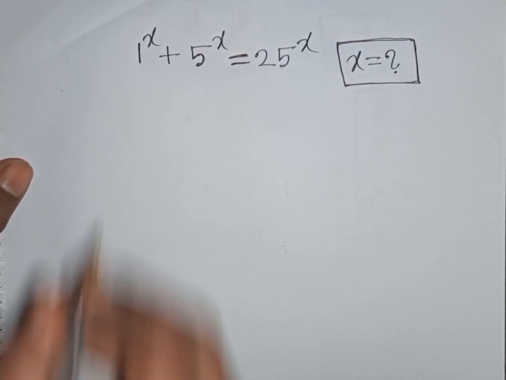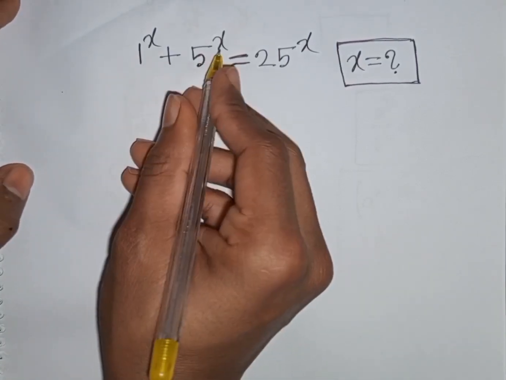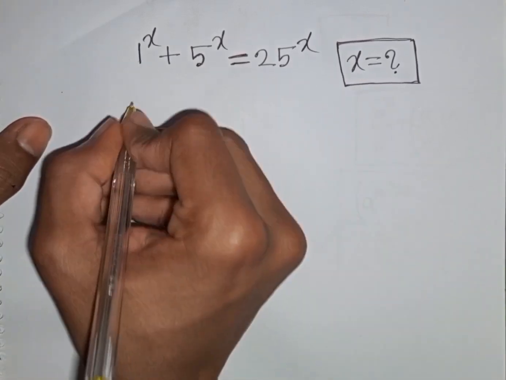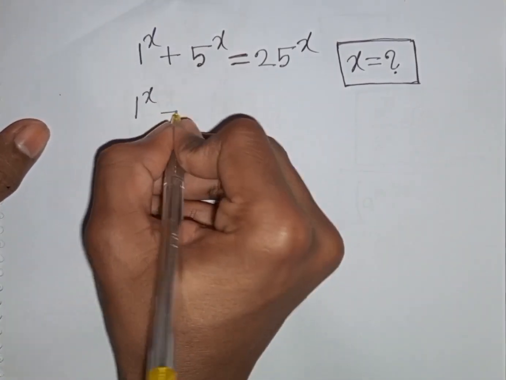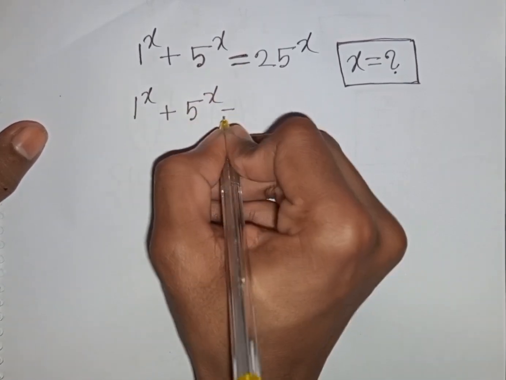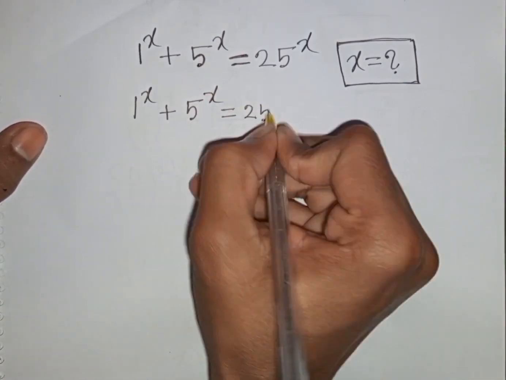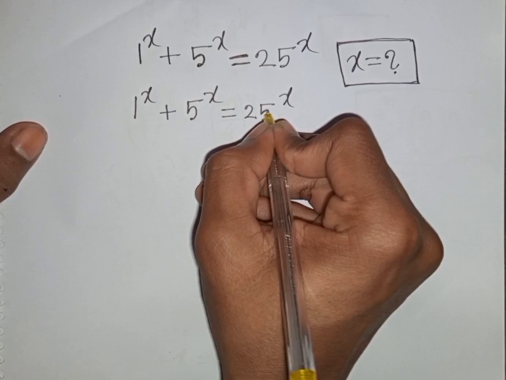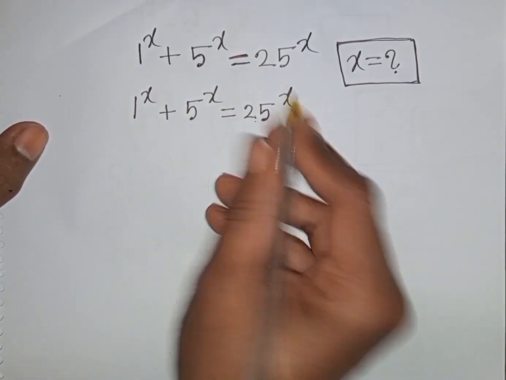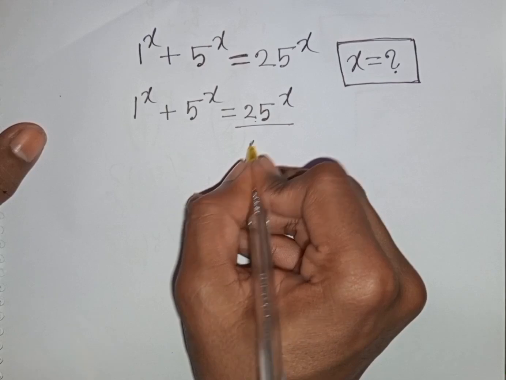How to solve 1 power x plus 5 power x is equal to 25 power x. Find the value of x. So we have 1 power x plus 5 power x is equal to 25 power x. Now we divide by 25 power x on both sides.